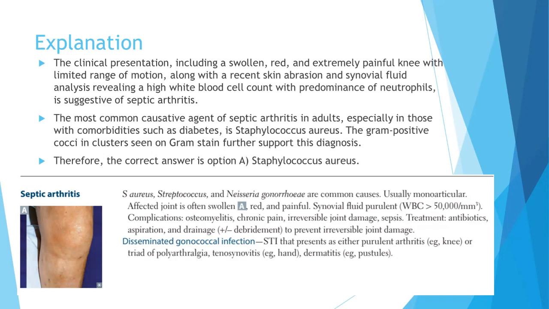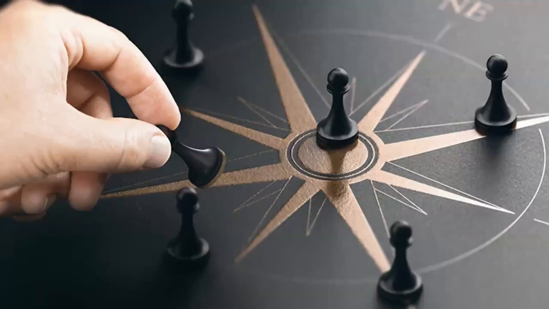Complications include osteomyelitis, chronic pain, irreversible joint damage, and sepsis. Treatment is antibiotics, aspiration, and drainage to prevent irreversible joint damage. Disseminated gonococcal infection, an STI, presents as either purulent arthritis or a triad of polyarthralgia, tenosynovitis, and dermatitis.